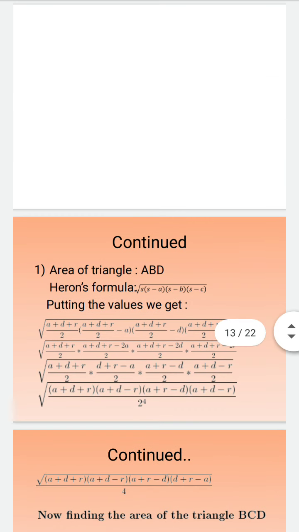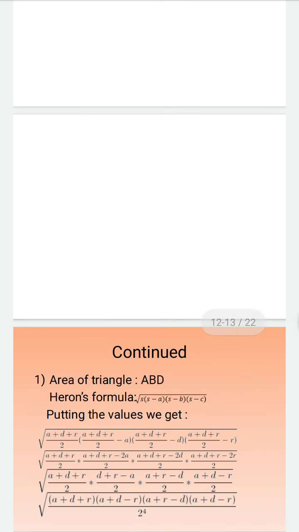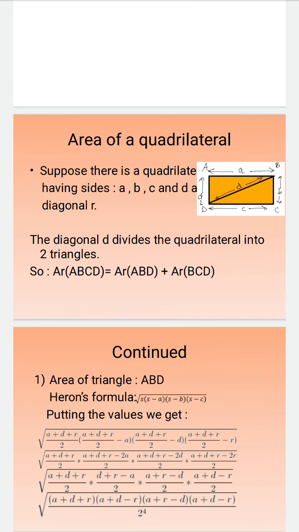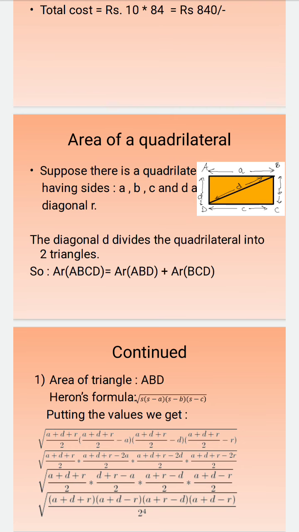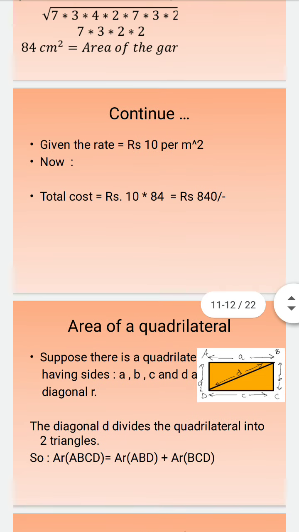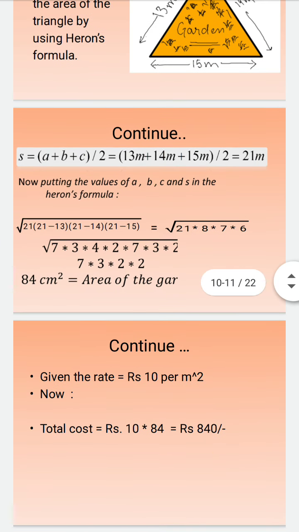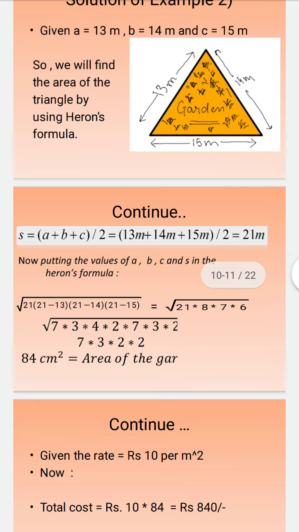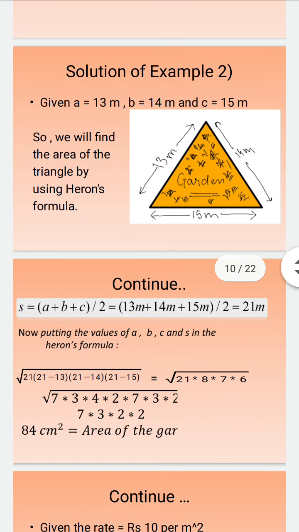So in mathematics there is a well defined use of Heron formula. It is a very good application by which we can easily calculate the area of a triangle, a quadrilateral and all such shapes. So I hope you all are able to understand the concept of Heron formula very well.